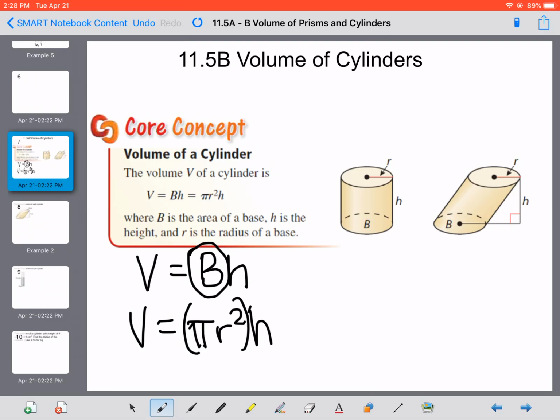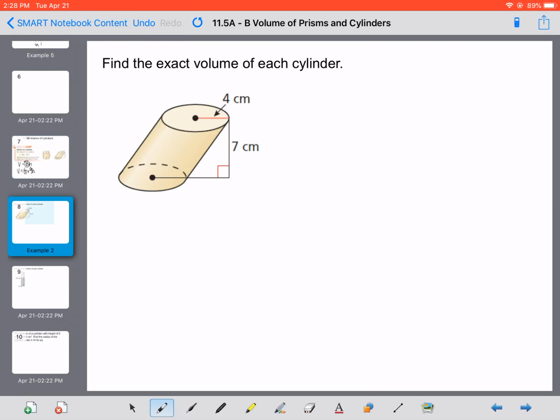So let's try a few problems. So here it says find the exact volume of each cylinder. So when I ask for exact volume, that means you're actually going to leave it in terms of pi and not multiply pi through. If you multiply pi through, it's going to give you a decimal, because we all know that pi is 3.14, so it's going to cause you to have an answer as a decimal. So exact means don't actually multiply pi through.